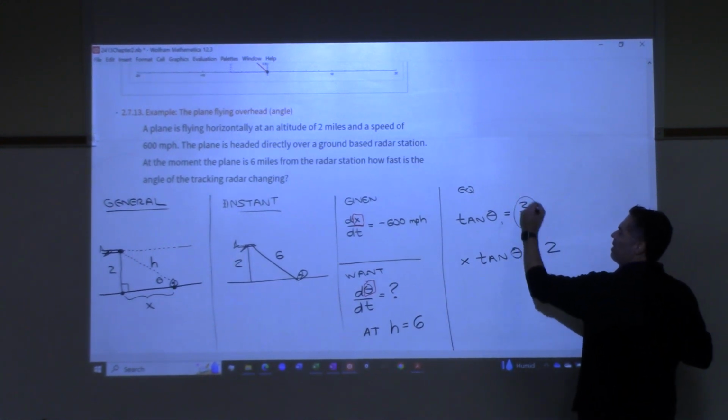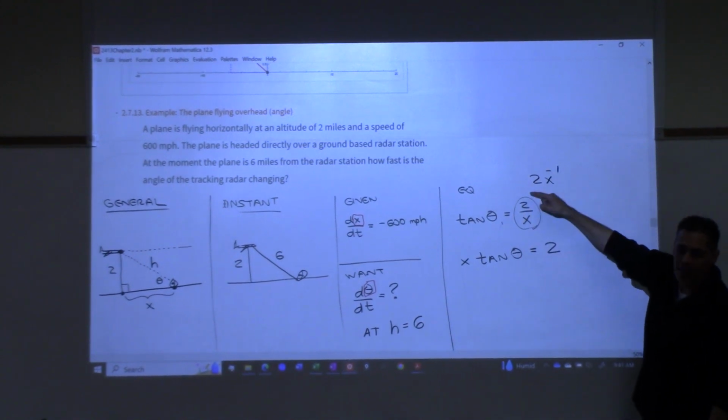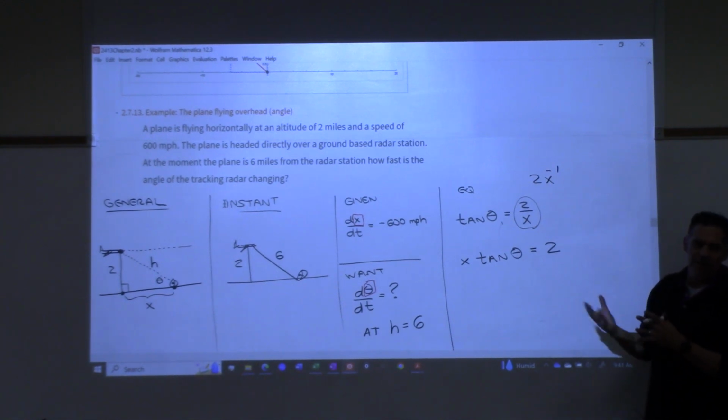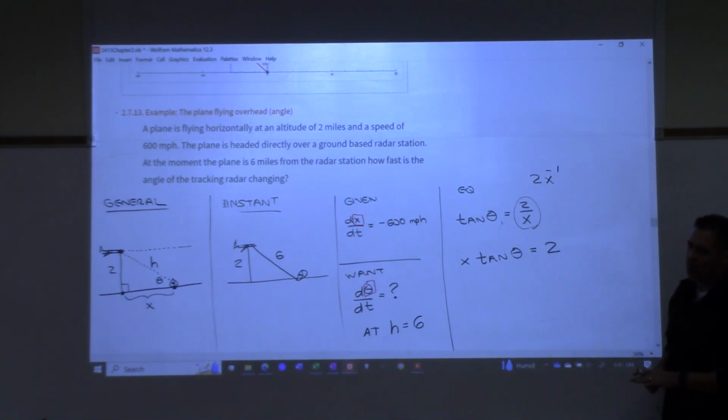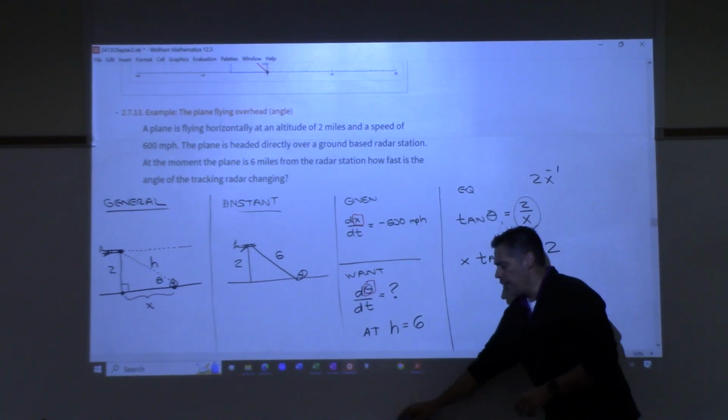See, if I leave this like this, it's going to be 2x to the negative 1, and then when I take derivative, I've got to bring negative 1 out, this to the negative 2, then change, so I don't feel like doing that. I could do it, but I don't feel like it, so I'm just going to do this first. And now implicit.